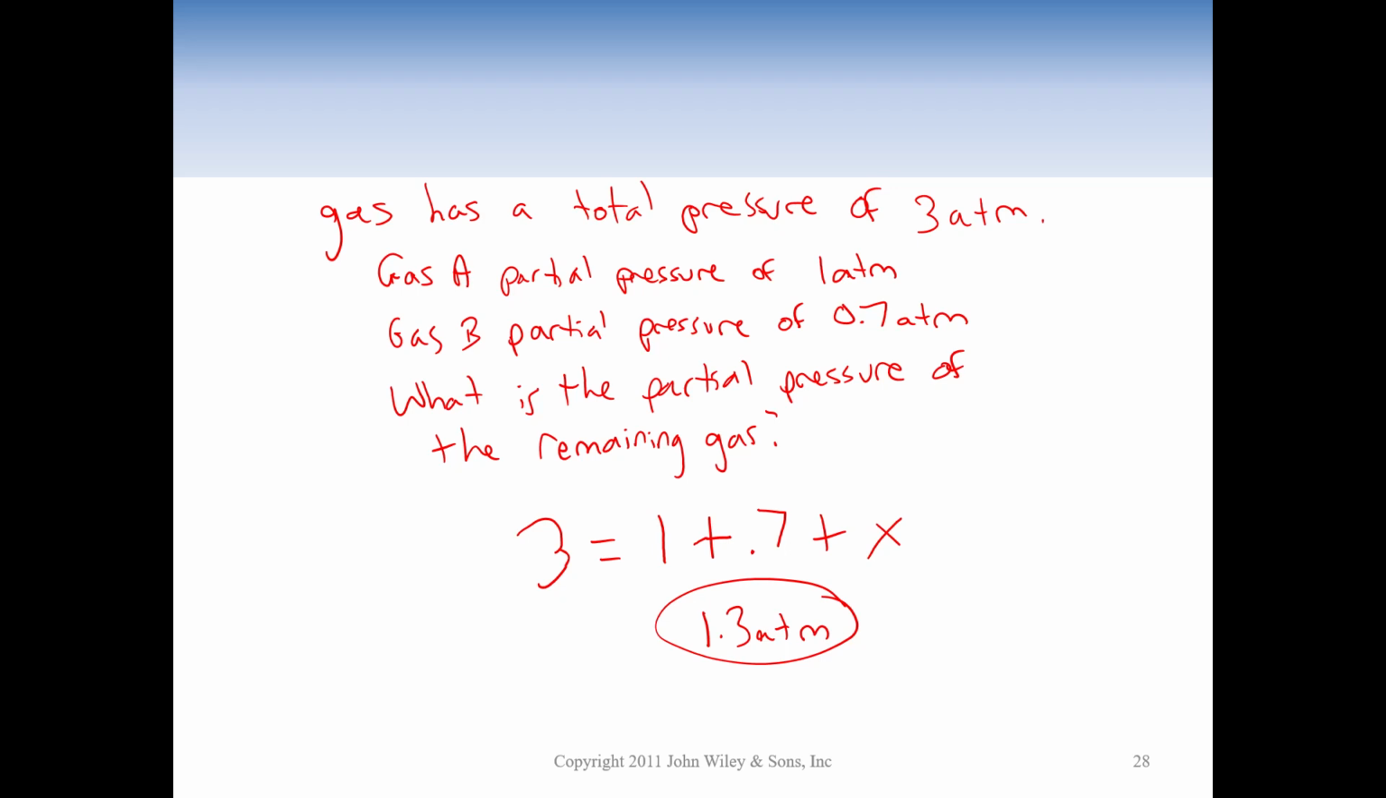Another sample problem would be gas A has a partial pressure of 1 atm, gas B has a partial pressure of 1 atm, and gas C has a partial pressure of 1 atm. What is the total pressure of the gas? In that instance, you just add them all up, and your total is 3.